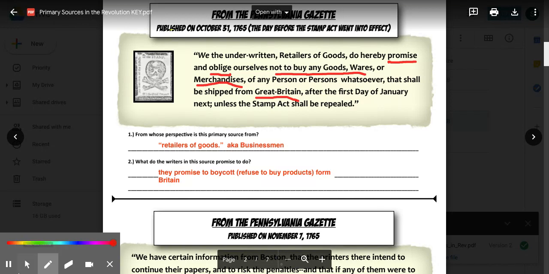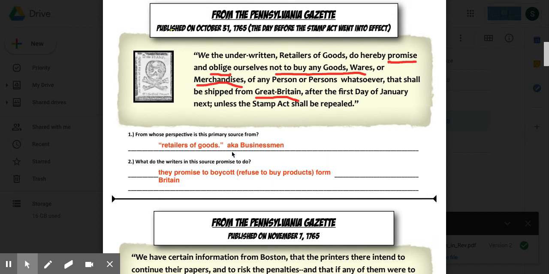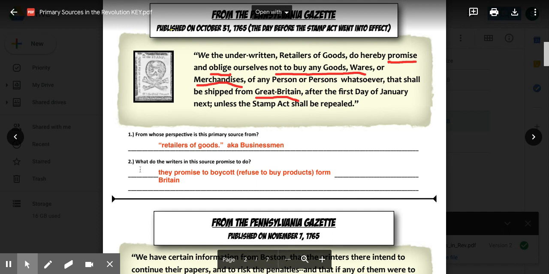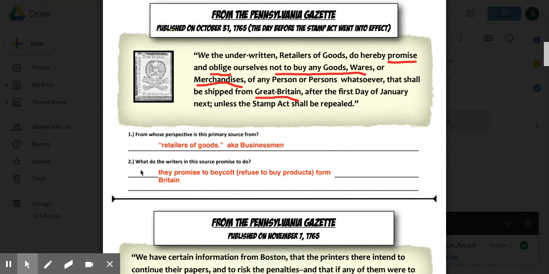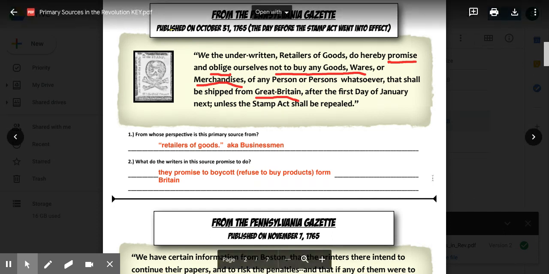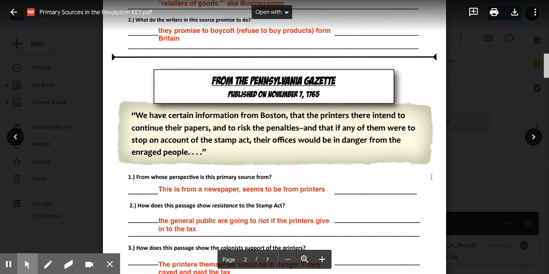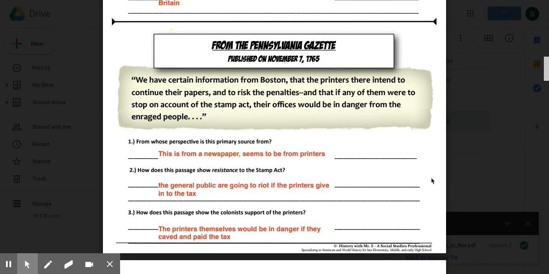Because they're saying, we promise not to buy any goods, any wares, housewares, whether it's forks, knives, plates, cups, merchandising, literally anything that was made by someone from Great Britain. So that's where you would have gotten the answer for number 2. What do the writers of this primary source promise to do? All right, let me scroll down.